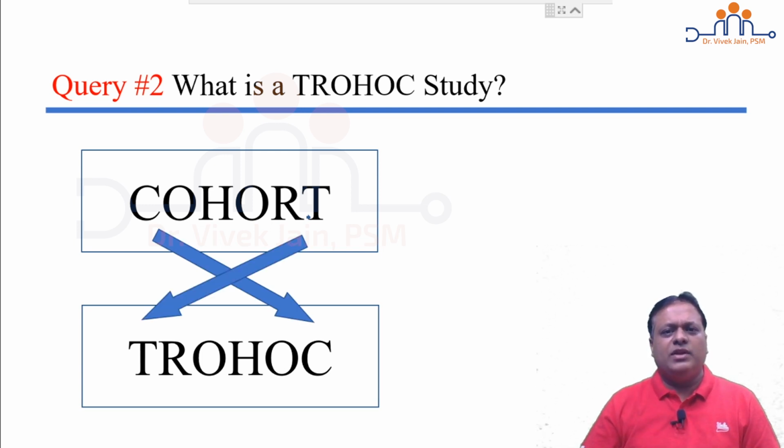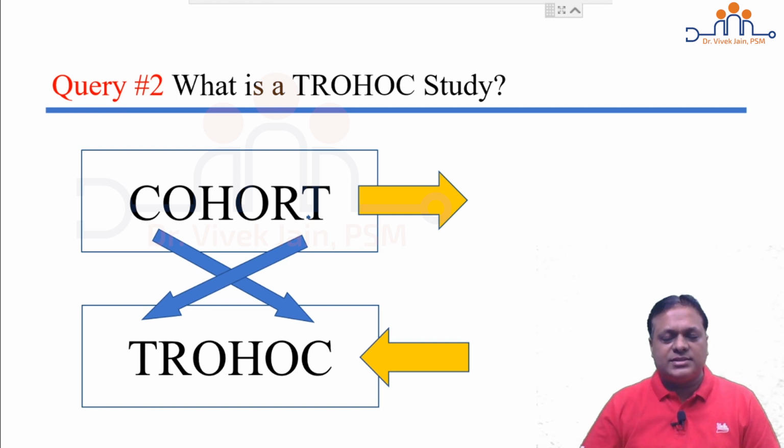So cohort study, we have already discussed, is a study in forward direction. Exactly opposite of that in direction is TROHOC study. So we can say TROHOC study is another name of, yes, case control study. So if you find somewhere a question, what is the strength of association in a TROHOC study, friends, do not get confused. They are actually talking of case control study. TROHOC study is an acceptable word in epidemiology.